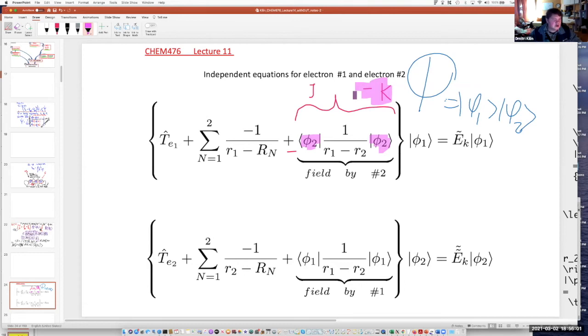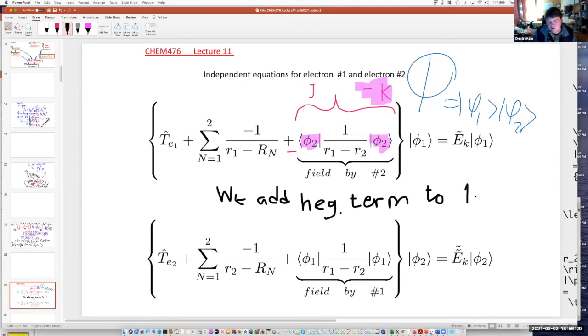So please ask a question or show satisfaction or dissatisfaction with this main idea. We add a negative term to the one electron equation.